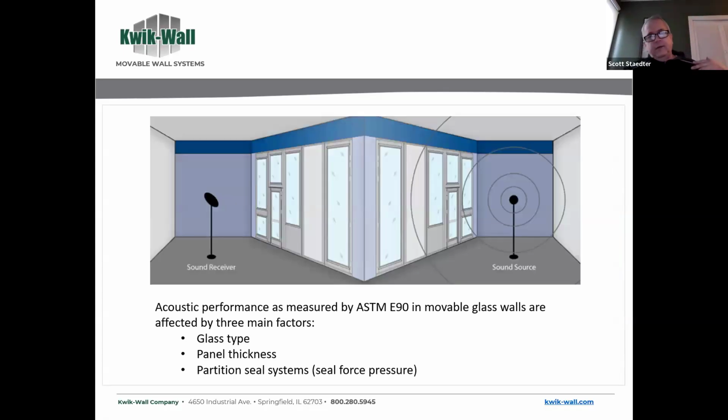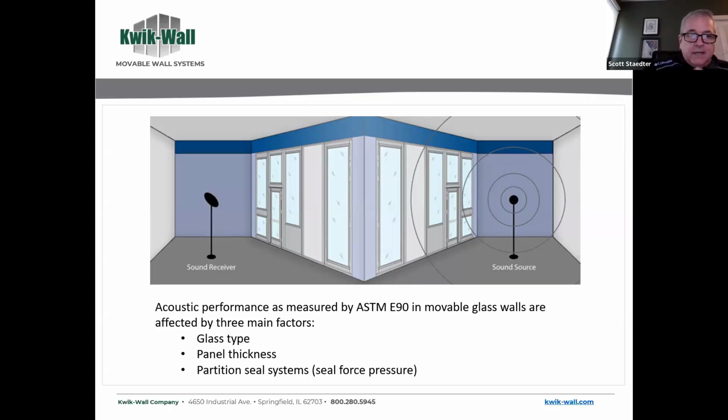All right, so here we have the sound source on one side, and it goes through the wall, and it comes out on the receive side, and that is based on ASTM E90 testing. That's an actual ASTM E90, so everybody's comparing apples to apples on how they tested their product. And quite frankly, when you're talking glass partitions, you have three main factors that affect this acoustics testing.